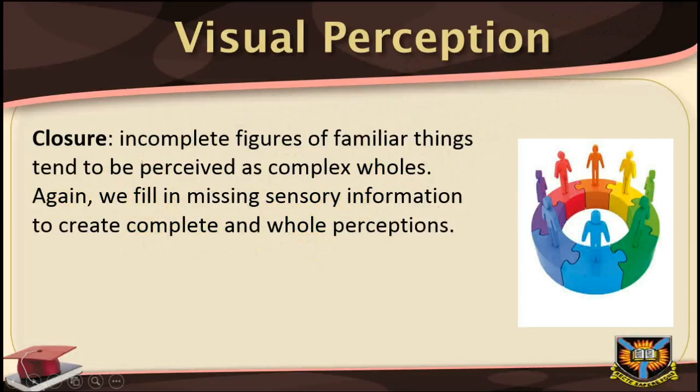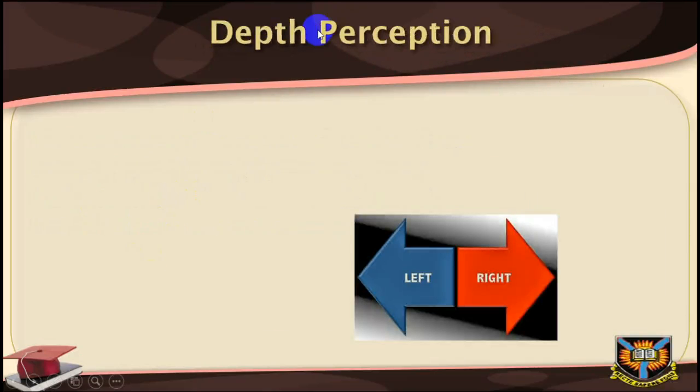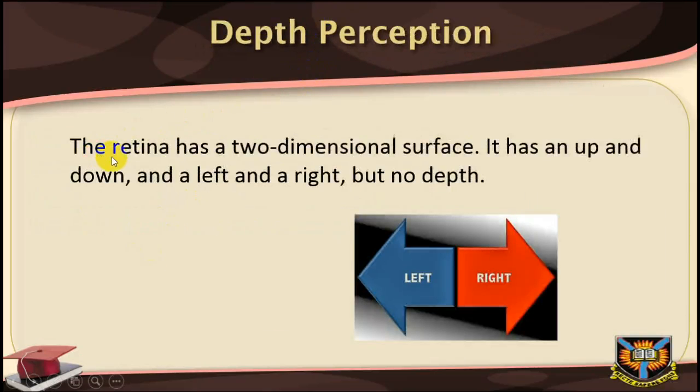Depth perception. The retina has a two-dimensional surface. It has an up and down, and a left and right, but no depth. The eye and brain accomplish this remarkable feat by using a number of two-dimensional cues to create a perceptual distance.